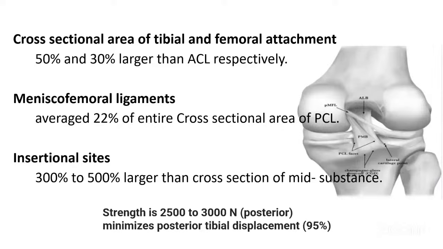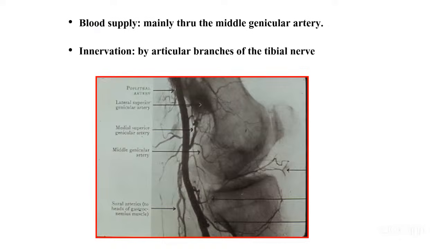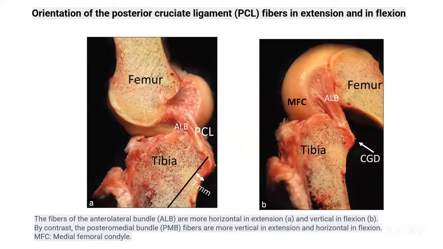So the strength of this PCL is 2,500 to 3,000 Newton, and it minimizes the posterior tibial displacement in 95% of the cases. If we come to the blood supply of the PCL, it's mainly through the middle genicular artery. And if you can see the bundles again, the anterolateral bundle is more horizontal in extension and vertical in flexion, whereas the posterior medial fibers are more vertical in extension and horizontal in flexion.